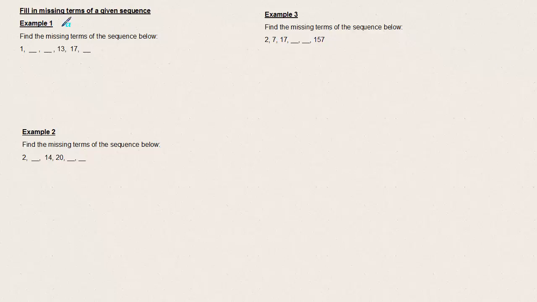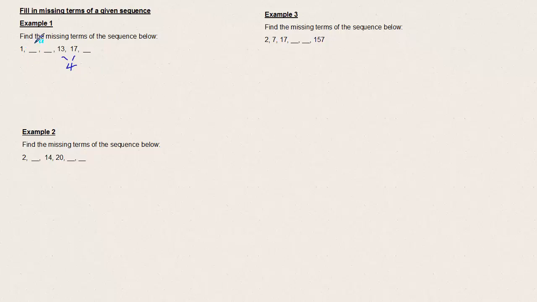Here we're going to fill in missing terms of a given sequence. So here we have 1, space, space, 13, 17, space. The only clue we have to go on is that the difference here is 4. So let's see if that works.